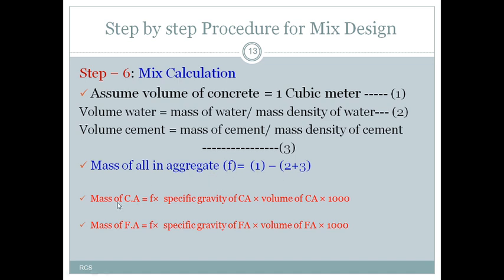If you want to calculate the mass of coarse aggregate, it equals f, the volume of all-in aggregates, multiplied by the specific gravity of coarse aggregate and the volume fraction of coarse aggregate, multiplied by 1000. Similarly, the mass of fine aggregate follows a formula similar to coarse aggregate: f into specific gravity of fine aggregate and volume fraction of fine aggregate, multiplied by 1000.